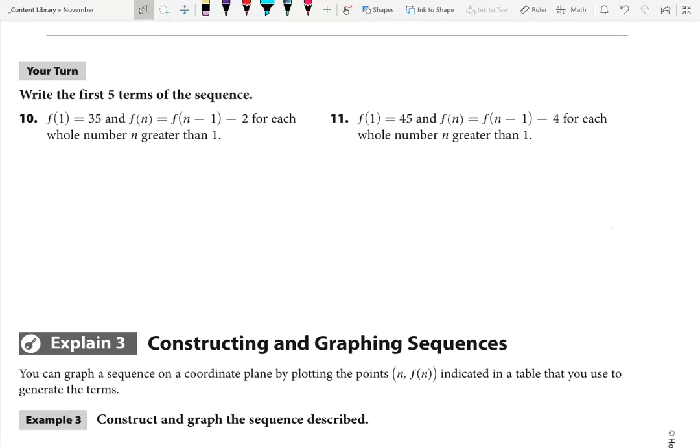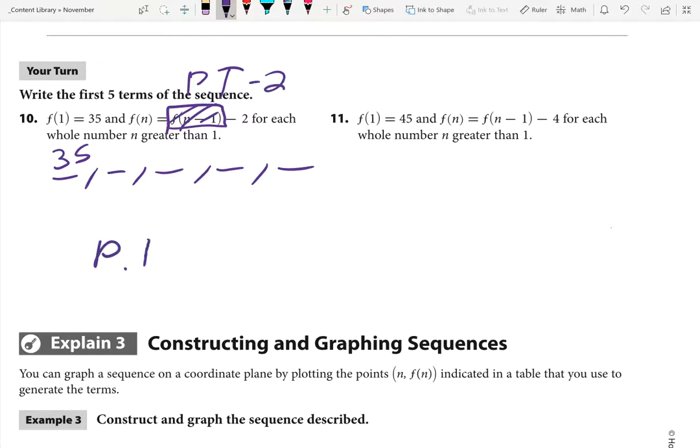So number 10. F of 1 equals 35. F of n equals f of n minus 1 minus 2. So what this says is that our first term is 35. It wants us to find the first 5 terms. And remember, get used to seeing it, I'm going to repeat it over and over again, this means previous term. So we have previous term minus 2 is our formula.